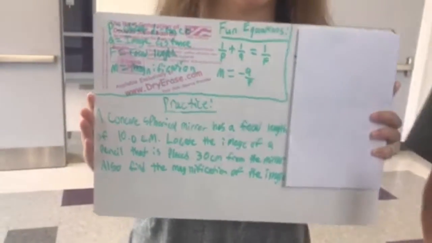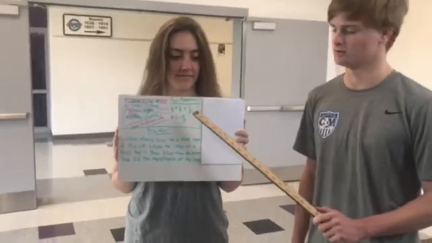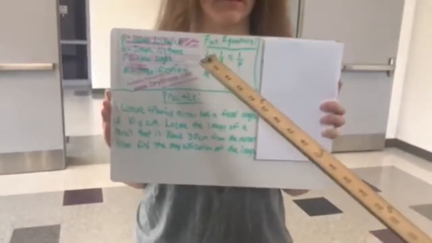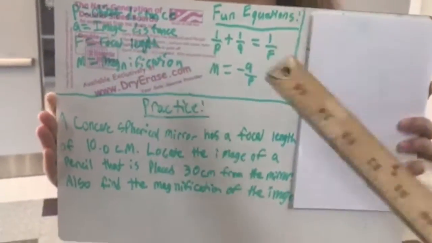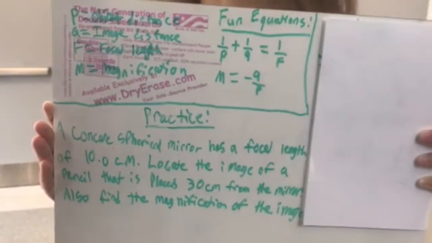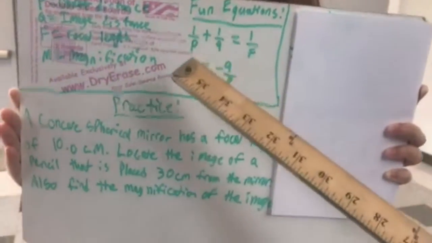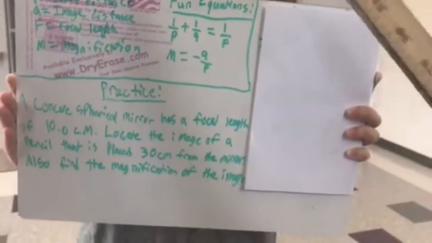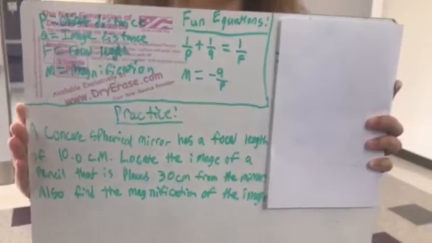Hello class. Today we'll be looking at some fun equations for mirrors. First, we have the equation to find focal length. All we need is the object's distance from the mirror and then the image distance inside of the mirror to find the focal length. Another fun equation we can do is to find magnification, which we take the image distance and we divide it by the object distance.